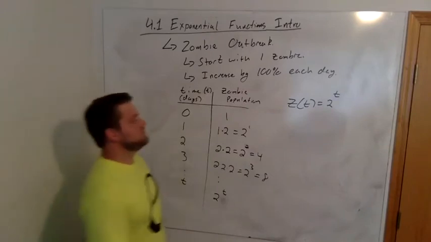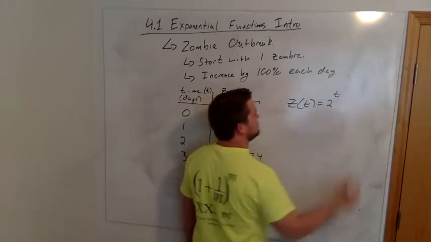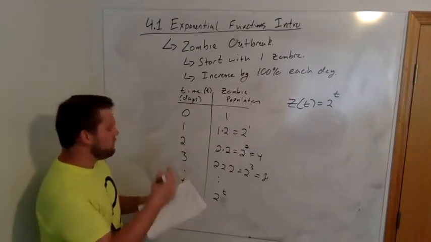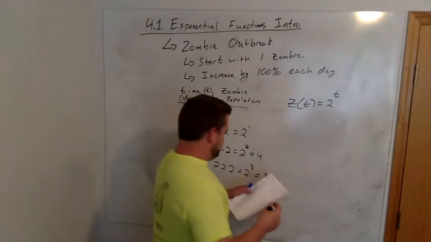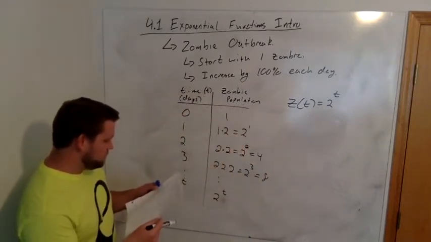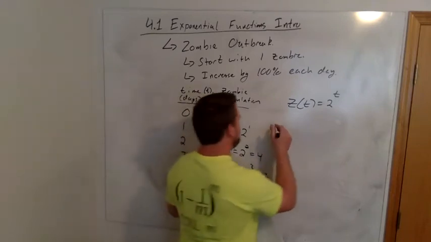Okay, so this is saying that every day the population is going to double. So how long do we have to live? Let's play around with this. So let's see. After 3 days, there's 8 zombies. Maybe we're not too worried, but I don't know.